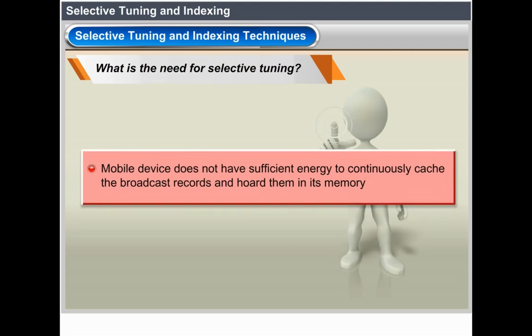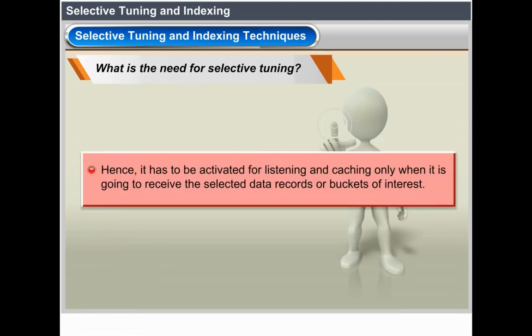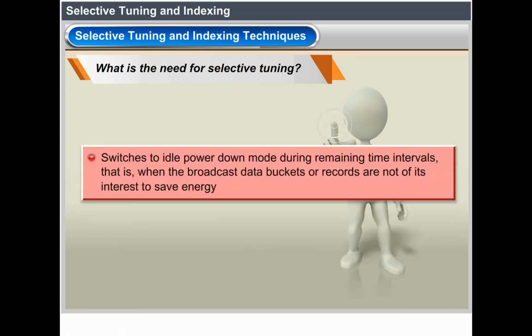A mobile device does not have sufficient energy to continuously cache the broadcast records and hoard them in its memory. The device dissipates more power if it gets each pushed item and caches it. Therefore, it should be activated for listening and caching only when it is going to receive the selected data records or buckets of interest. It switches to idle power down mode during the remaining time intervals, that is, when the broadcast data buckets or records are not of its interest, to save energy.